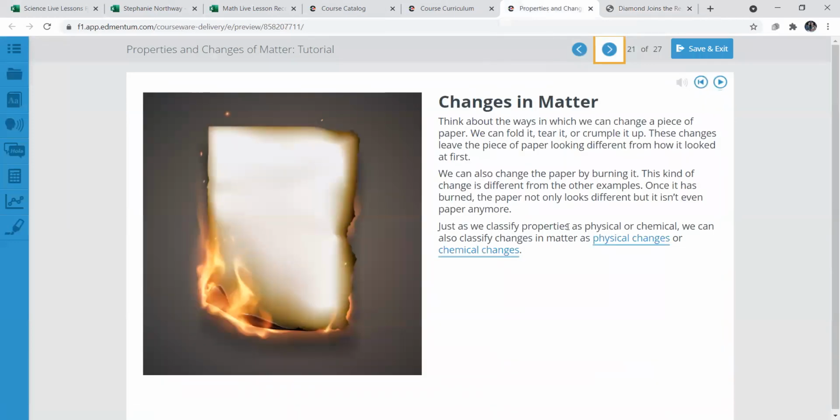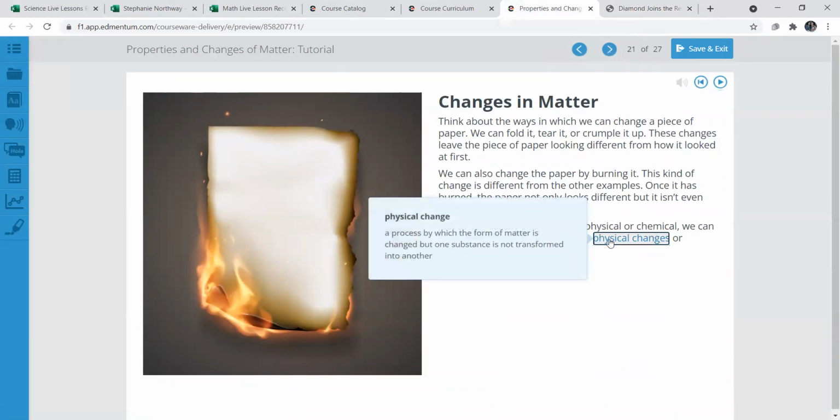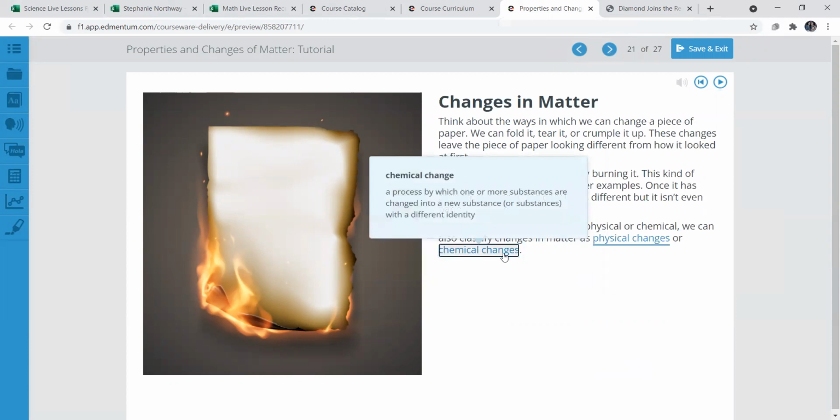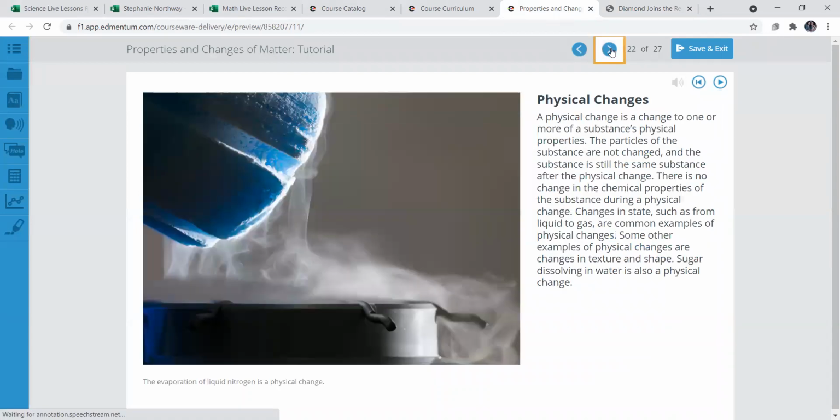Changes in matter. All right. Again, physical change: a process by which the form of matter is changed, but one substance is not transformed into another. Chemical change: the process by which one or more substances are changed into a new substance or substances with a different identity. So it changes its identity entirely. It becomes something new. And you can't revert it back to what it used to be.